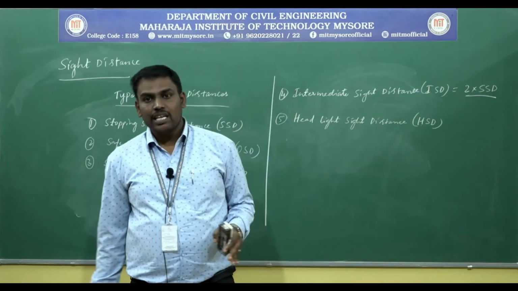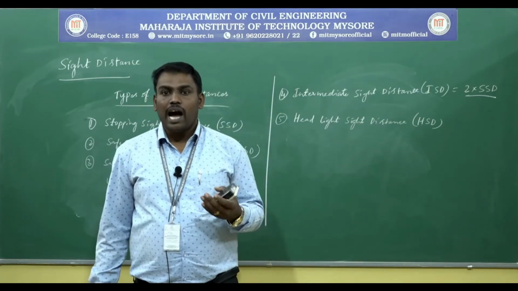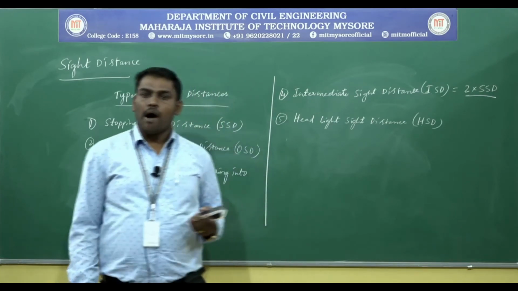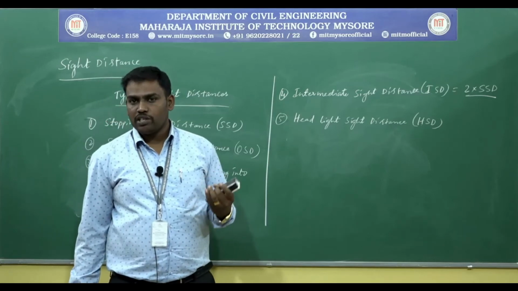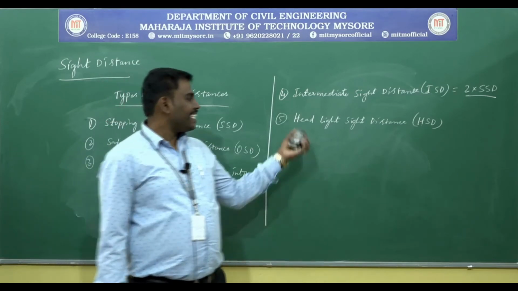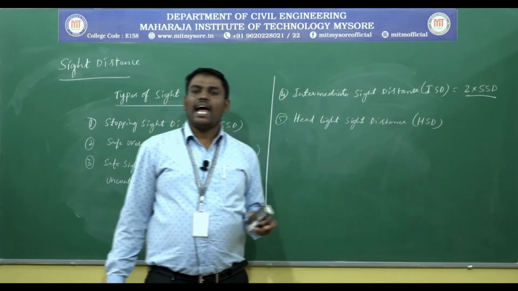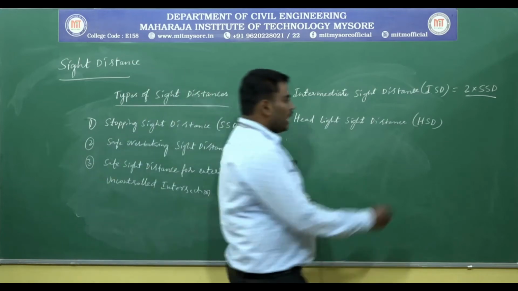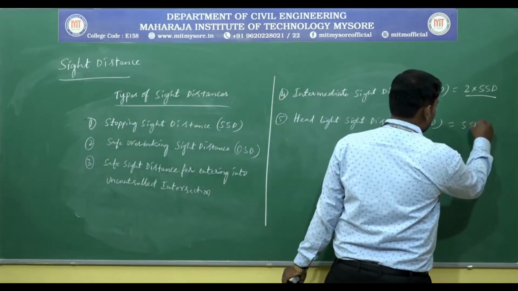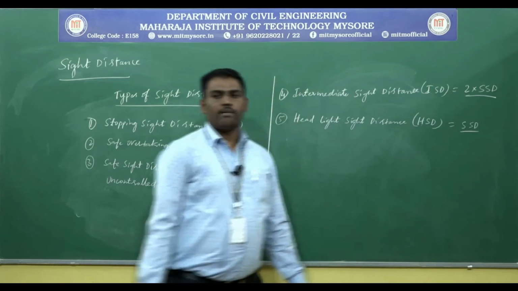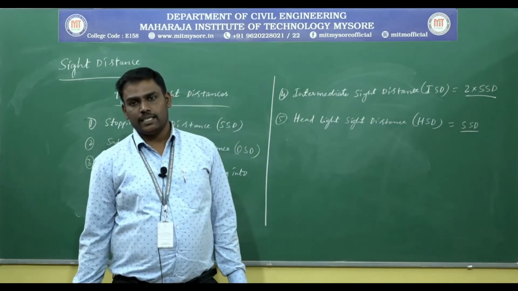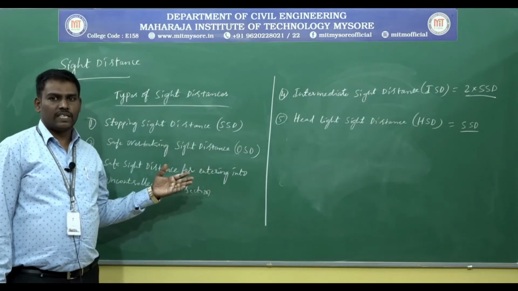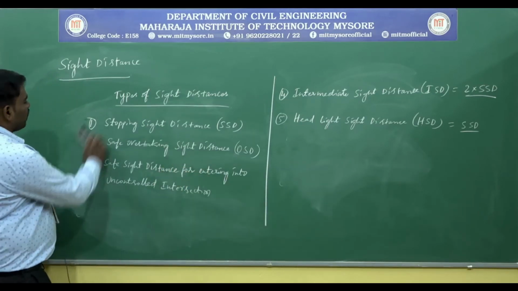Next, headlight sight distance. It is the distance available for a driver under the illumination of vehicle headlights. That is headlight sight distance, and it is equal to 1 time the SSD, the stopping sight distance. Is it clear? This is regarding the types of sight distances.